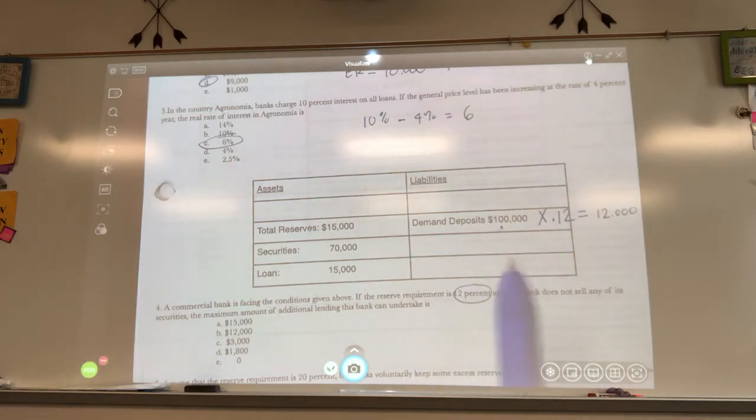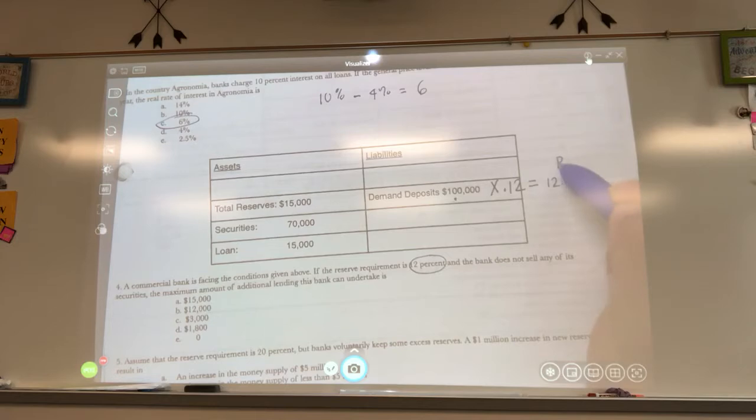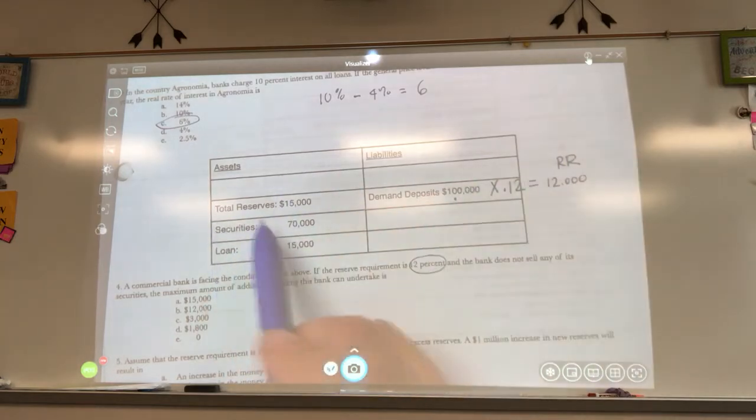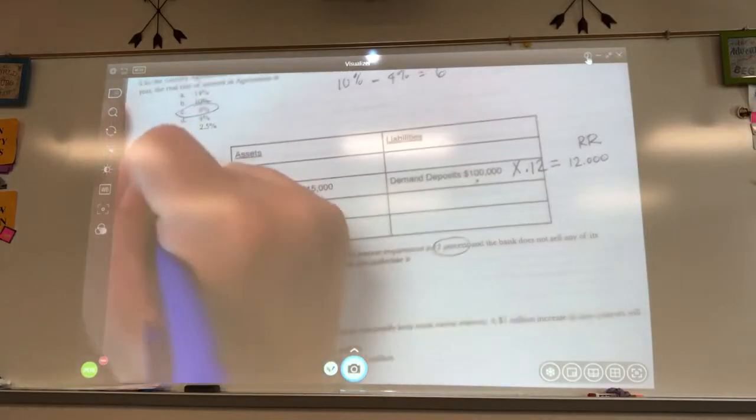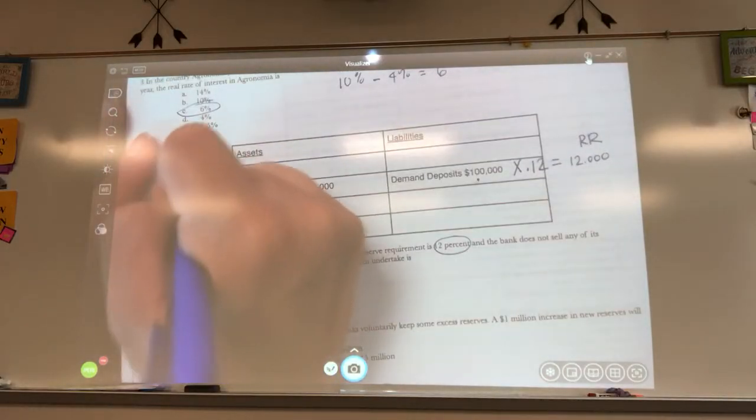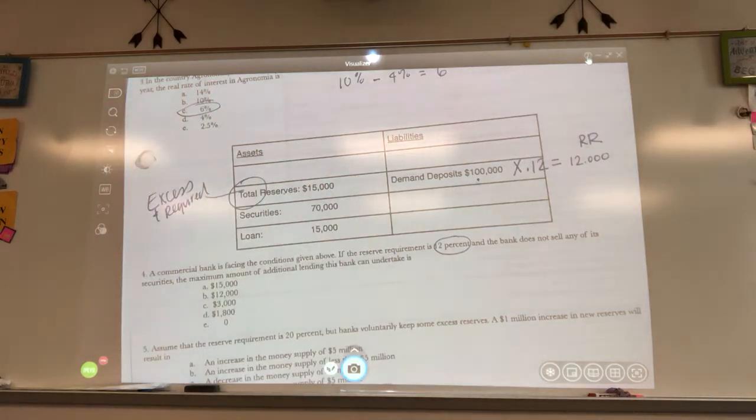Now I know that this is my reserve requirement. This is their total reserves. That means excess reserves, right? No, total, that's what they have in their reserve. So that's all of them, excess and required. Whenever I see total, I always think this is excess and this is required. Have they divvied them up yet? So now let's divvy it up for ourselves.